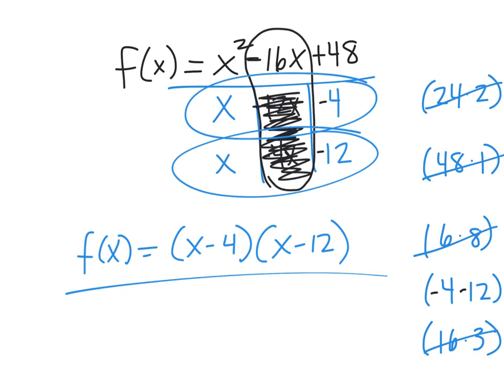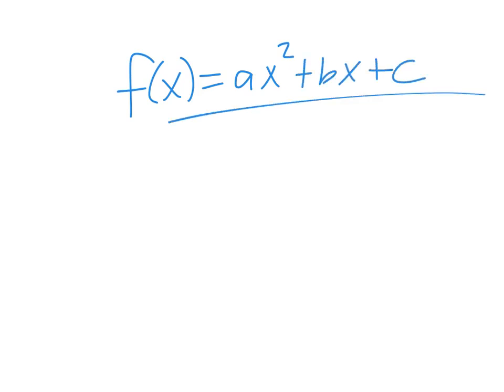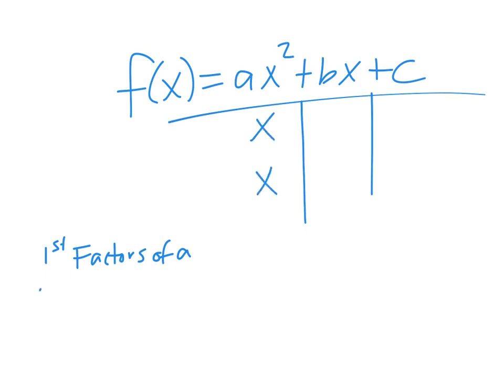To sum up everything, this is what you're really doing. You have your general function, ax squared plus bx plus c. You're going to break it into 3 columns, and the first step, find the factors of a. So here we have x times x. Second step, find the factors of c. So we have a number times another number.